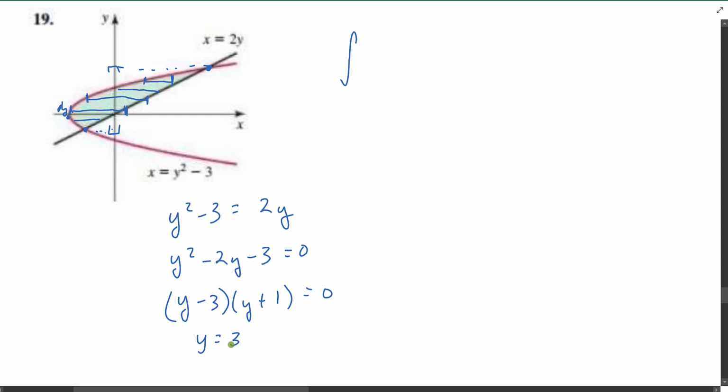That happens at y equals 3 or y equals negative 1. So we see that's the y value, negative 1 there, and here's the y value, 3. So again, I'm stacking up these little rectangles here. We're going to go from y equals negative 1 to y equals 3.